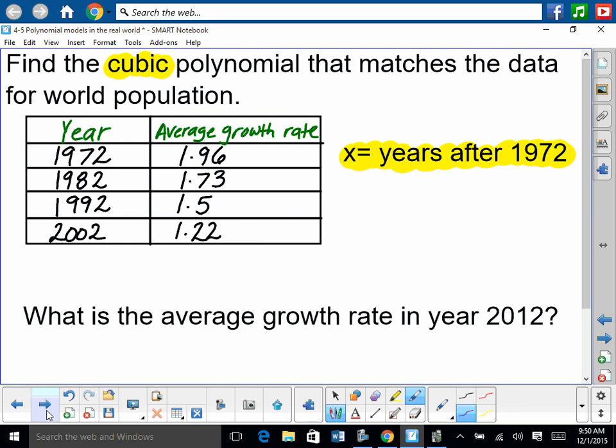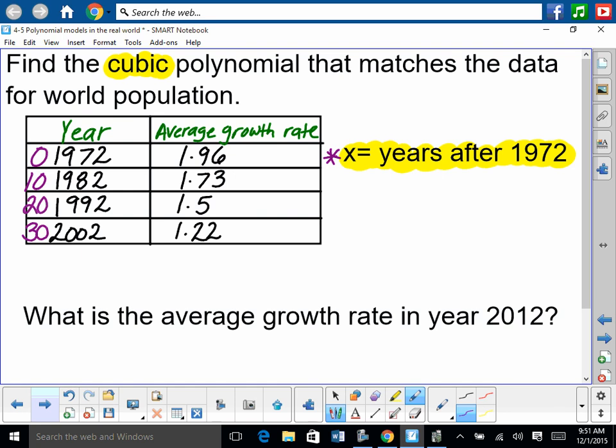So now, this is the most important part. What is x? X is years after 1972. So how many years after 1972 is 1972? 0. So we got to plug in a 0 for x. How about 82? 10. How many years after 72? 20. And then how about here? 30. Okay. Is that right?